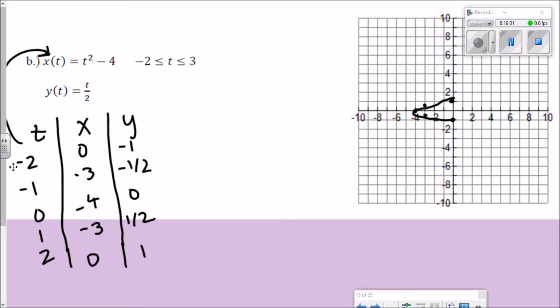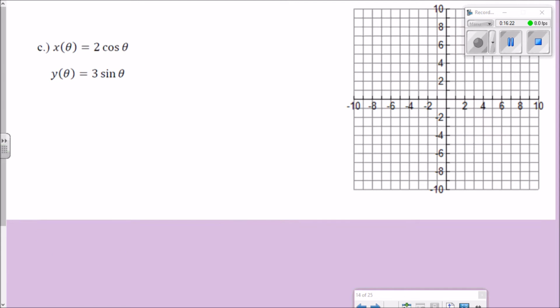So again, my first t value gave me the point 0, -1. My last t value gave me the point 0, 1. Again, always go from least t value to greatest t value. So what direction is it going in? It's going from here all the way around to here. So that will be my direction. Again, do not put arrows on the end. Let's try another.